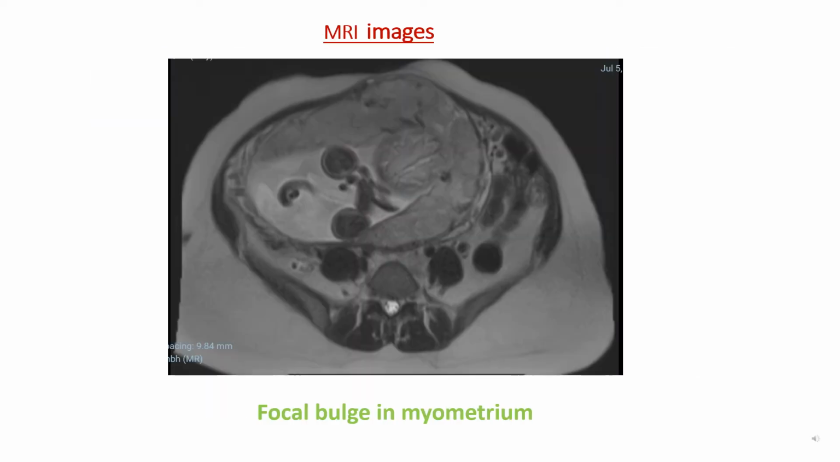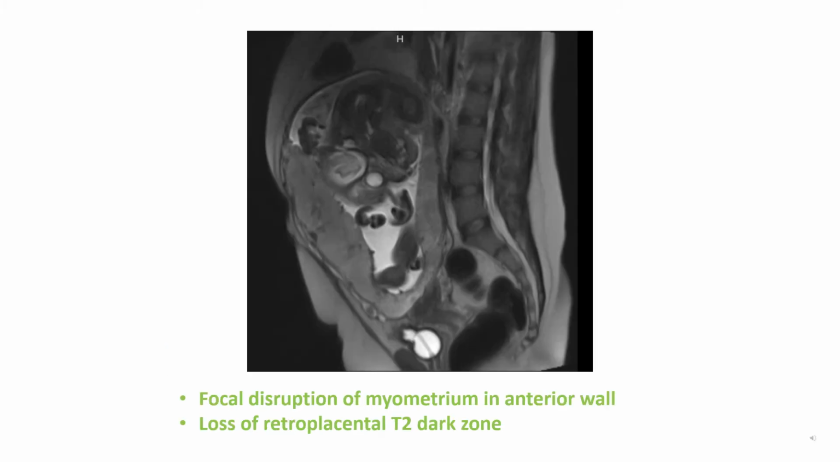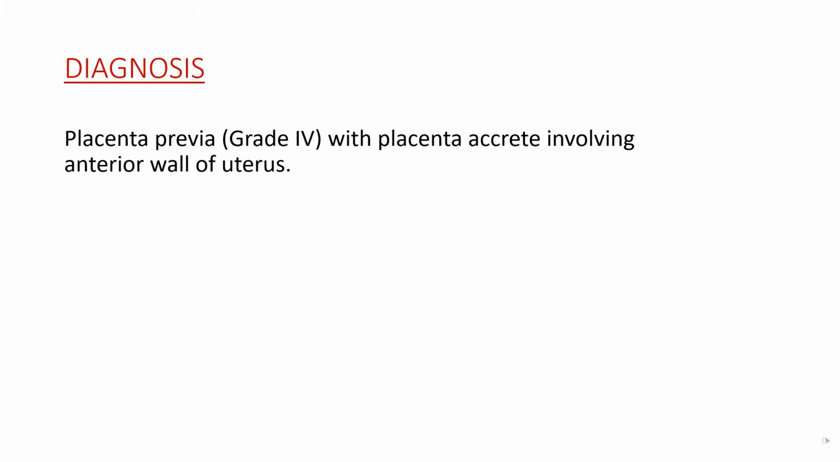T2 weighted axial MRI image showing focal bulge in myometrium at anterior uterine wall. T2 weighted sagittal image showing focal disruption of myometrium in anterior wall and loss of retroplacental T2 dark zone. Final diagnosis: placenta previa grade 4 with placenta accreta involving anterior wall of uterus.